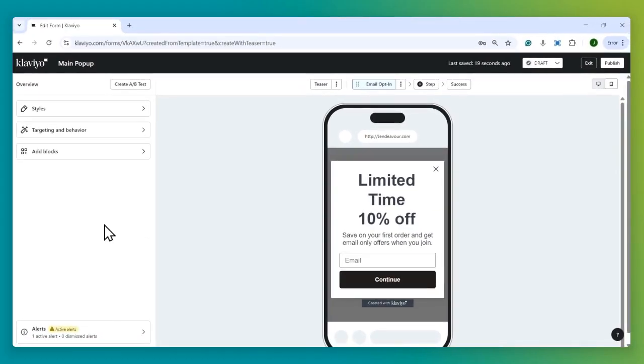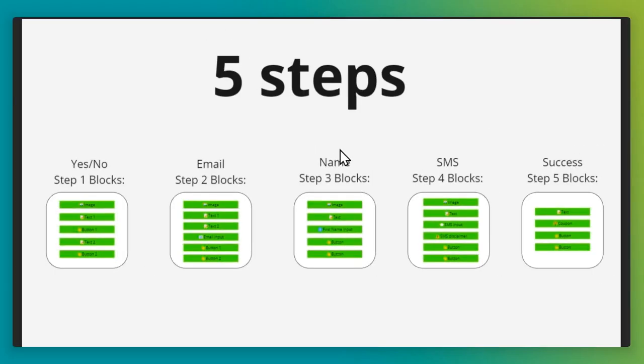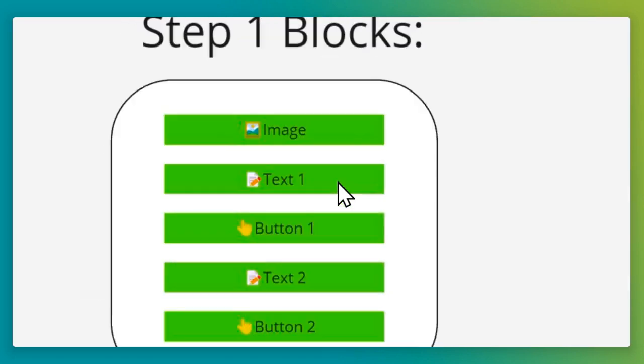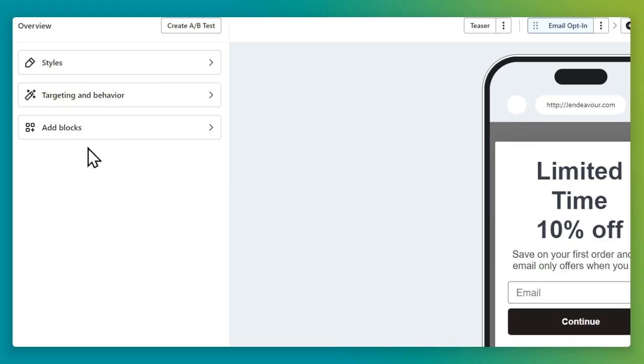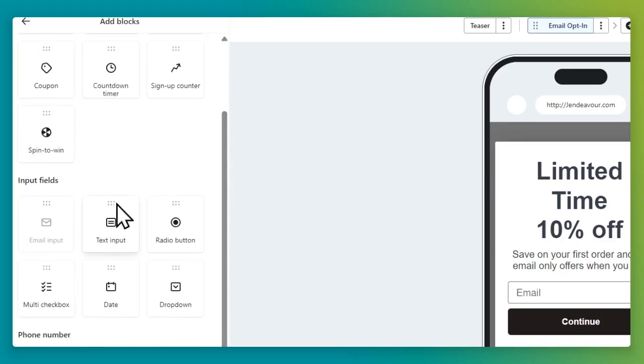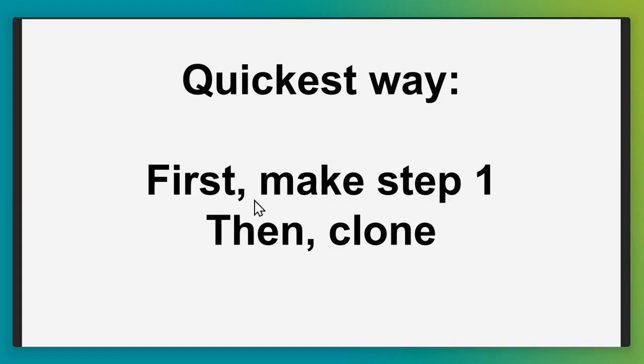So what I'm going to show you now is going to simplify everything. Like I said, the pop-up we'll be making has 5 steps, and each step consists of blocks, okay? And you can find those blocks over here. All the blocks you need will be over here. So the plan of action is going to be make step 1, and then we clone the first step to make the next steps.